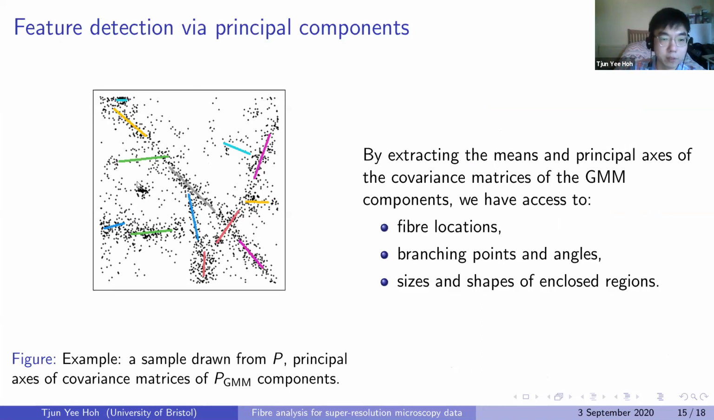And in the left-hand graph here, we have the principal axis for the mixture components. Using that, we can perform some form of post-processing to obtain, once again, the fiber locations, branching points and angles, and sizes and shapes of the enclosed regions.